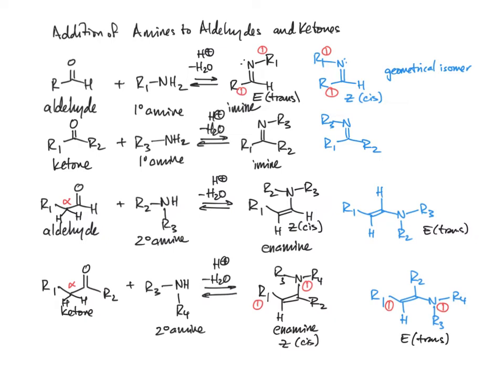So this has been a pretty general introductory slide about these condensation reactions with the carbonyl component and different classifications of amines, either getting the imine or the enamine, and then a review of geometrical isomers. So on this next slide, let's go ahead and look at the mechanism of imine formation, and then we'll look at the mechanism of enamine formation after that.